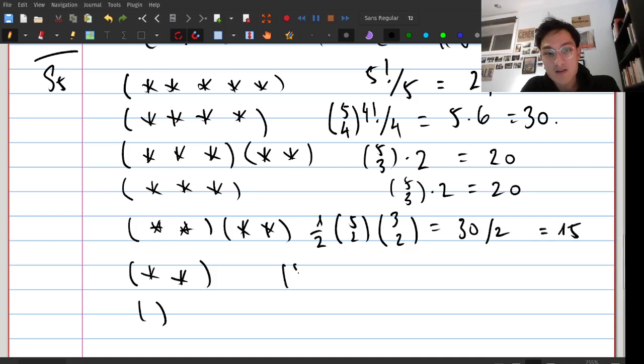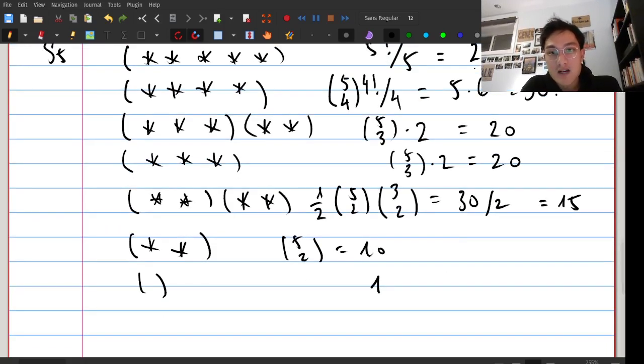This one's easy. That's just 5 choose 2, which is 10. And the last one, there's only 1 of them. Okay? So as a sanity check, let's add up all these numbers.